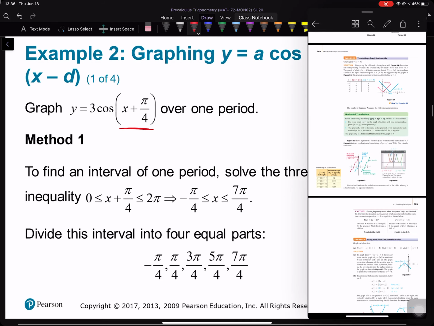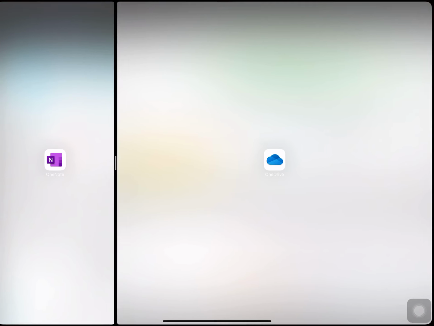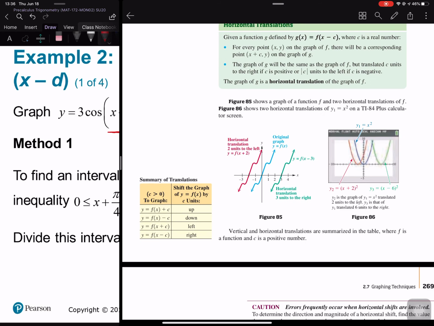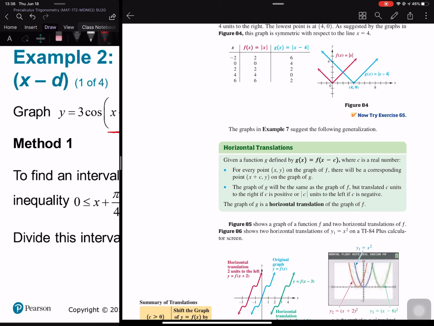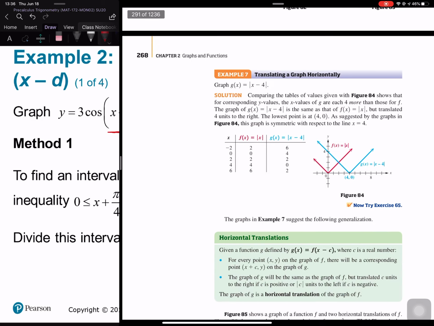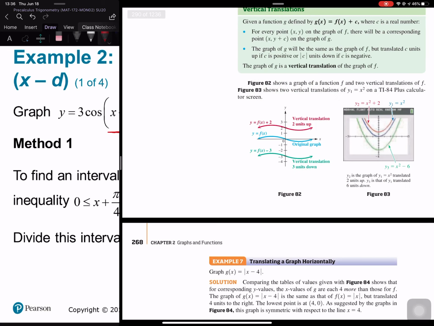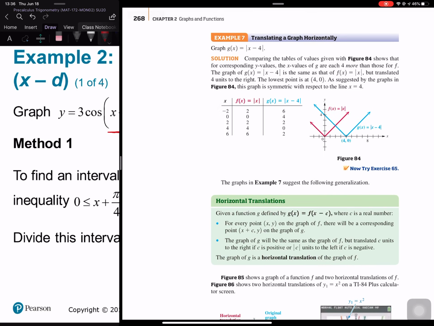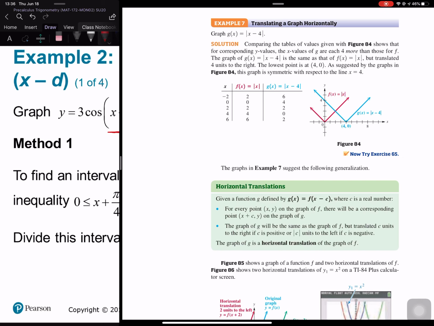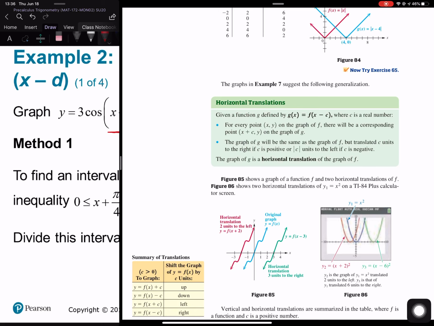Oh, well, I made it disappear instead of having it join our screen. So I'm going to mush our notes real quick, and we're going to focus here on the book. You can find this on page 268, in section 2.7. It gives us an example of horizontal translation. Let me grab my cursor. We're going to define a function g by setting g of x equal to f of x minus c, where c is a real number.